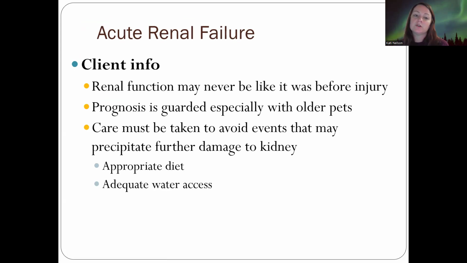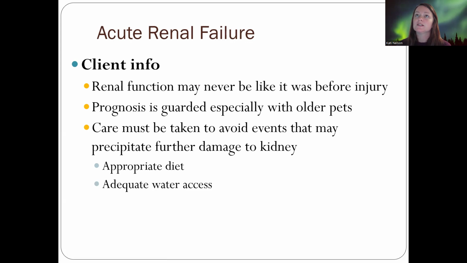So information, renal function may never be like it was before. The prognosis is guarded, especially with our older pets. Their kidneys just aren't working in general like they should. Care must be taken to avoid events that could further damage the kidneys. Make sure we have appropriate diets. The kidney diets are great.